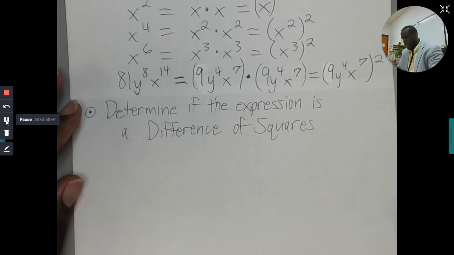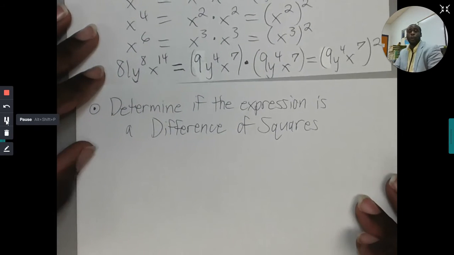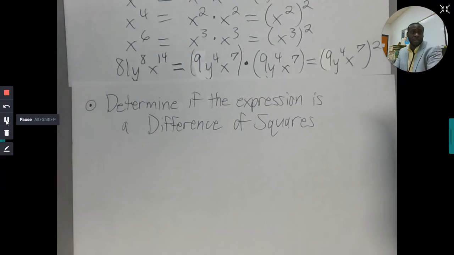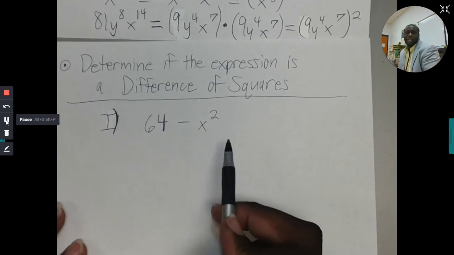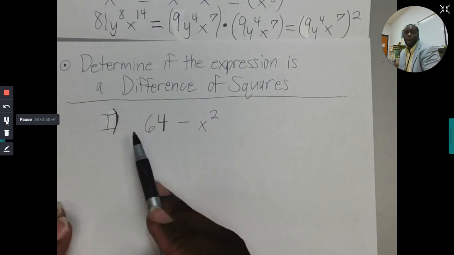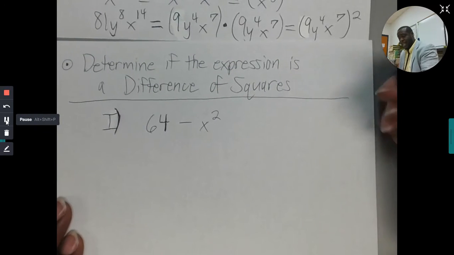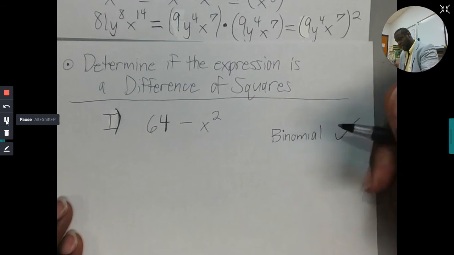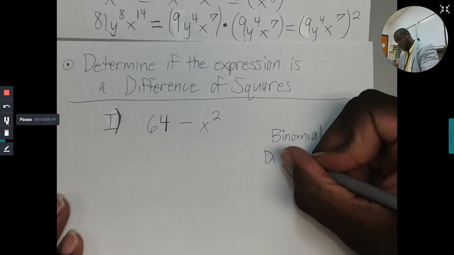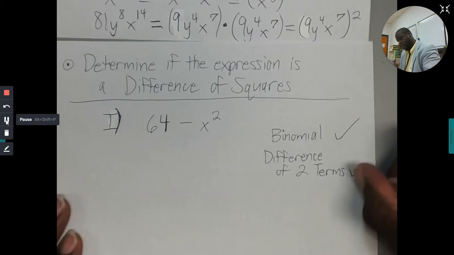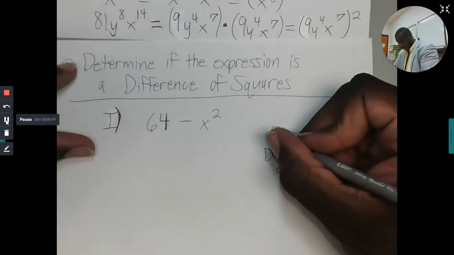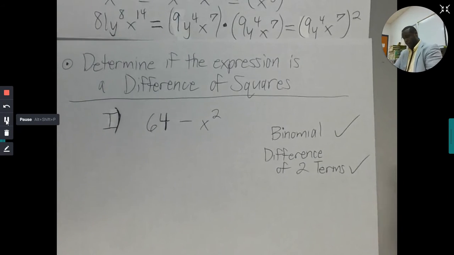Determine if the expression is a difference of squares. Before you can factor a difference of squares, obviously you have to be able to recognize that it is a difference of squares, right? So if we're looking at this example and trying to determine whether or not this expression is a difference of squares, first off, it is a binomial. It has a difference of two terms. Check.